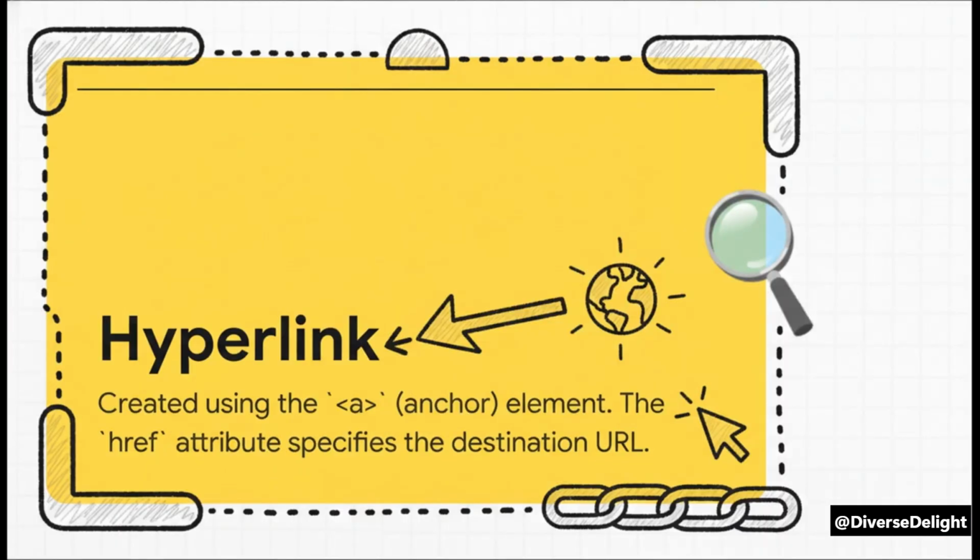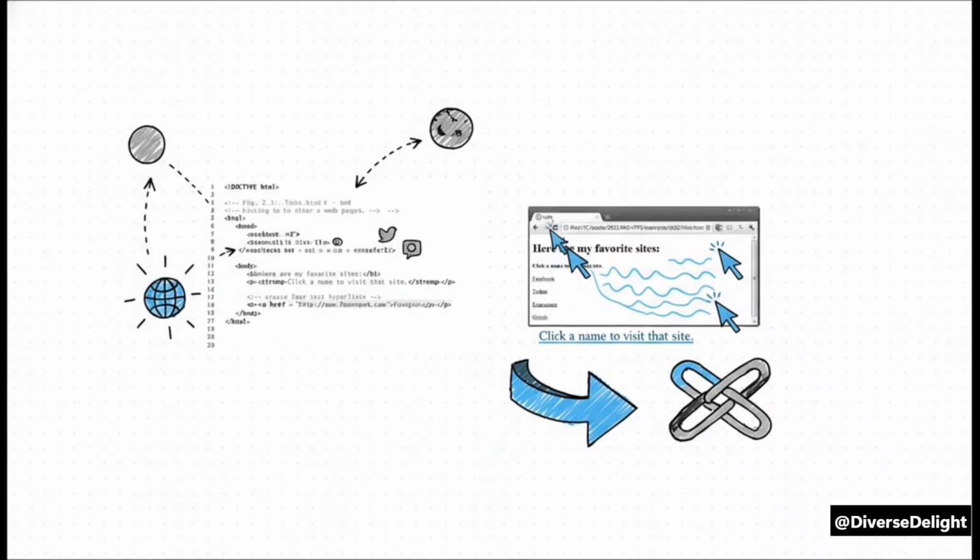So a link is made with what's called the A tag. And A stands for anchor. But that tag doesn't do anything on its own. It needs its most important sidekick, the href attribute. Href is just short for hypertext reference, and it's where you put the destination, the web address you want the link to go to. Check this out.